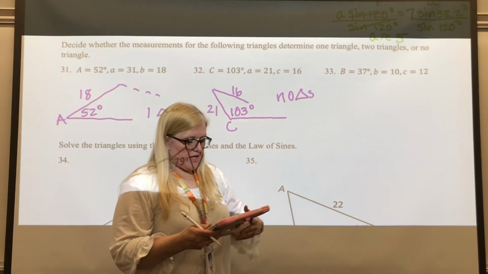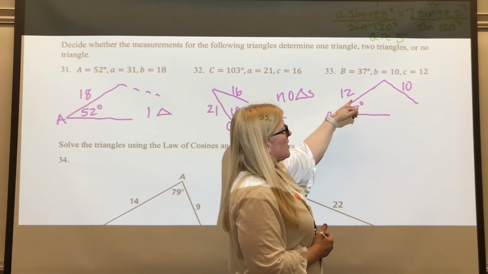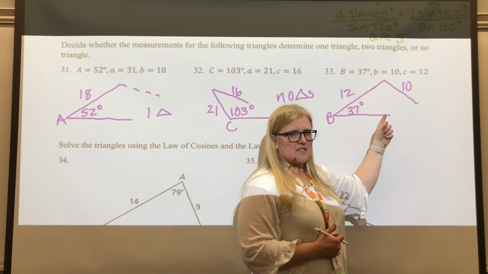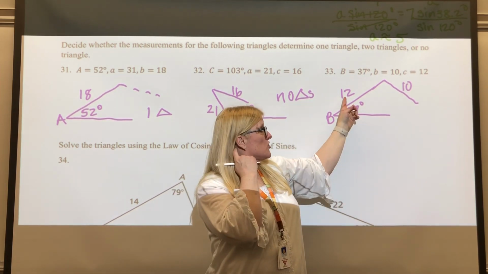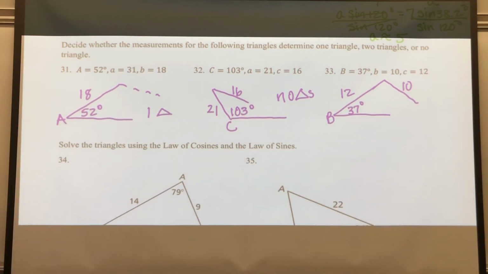And finally, 33, we have an acute angle and an acute triangle. Okay, this is angle B. C is 12. And we've got 10 here, okay? And I'm not sure, it is shorter than B, but I need to find out what the height is so that I can compare it to the 10, okay? And see where it falls in comparison to the length.